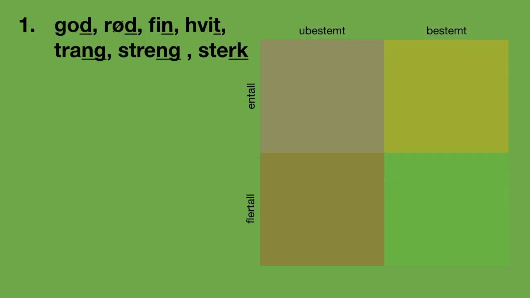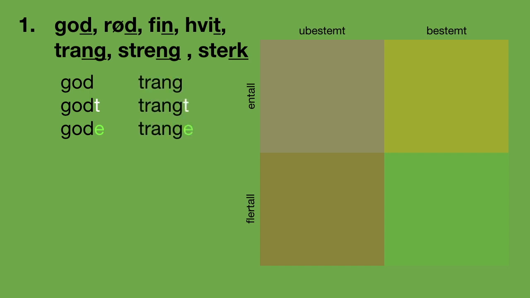And the first group, you see, there are those adjectives that end on one consonant, like god, rød, fin, hvit, or they end on 2 different consonants, trang, streng, sterk. Well, those are the most usual adjectives, and they exist in 3 forms. The first form, like god, this is the one that you see in the dictionary, godt for neutral indefinite, and gode for definite and plural forms. And the same about, for example, trang, which means narrow: trang, trangt for neutral indefinite, trange for definite and plural forms. So let me show you some examples.